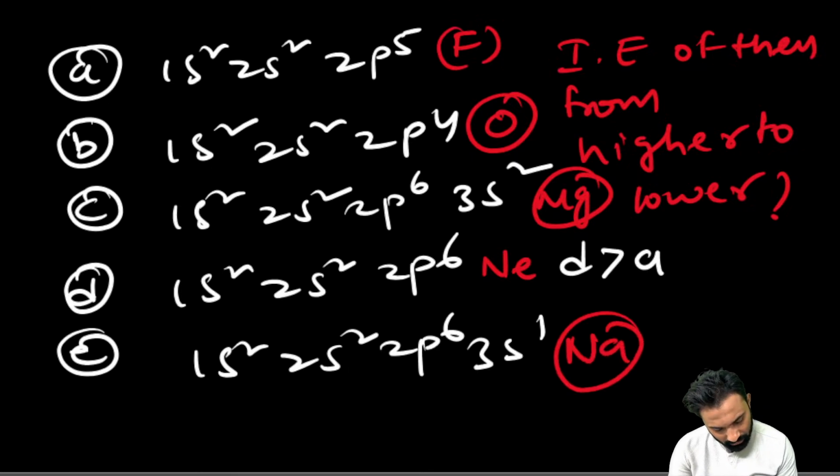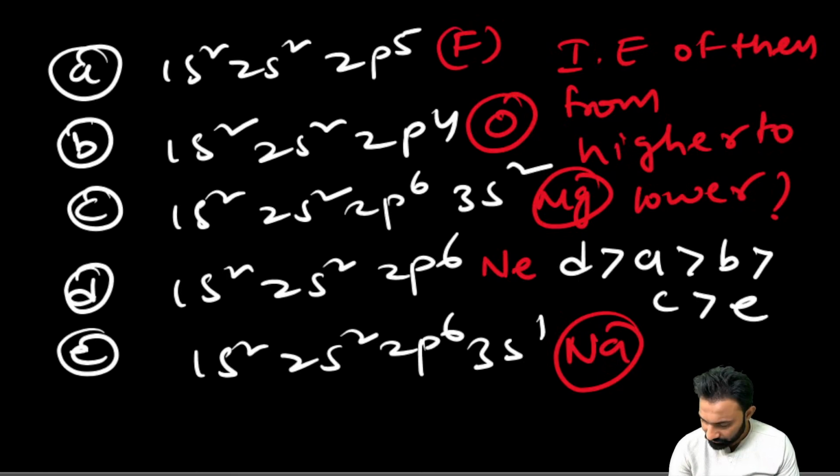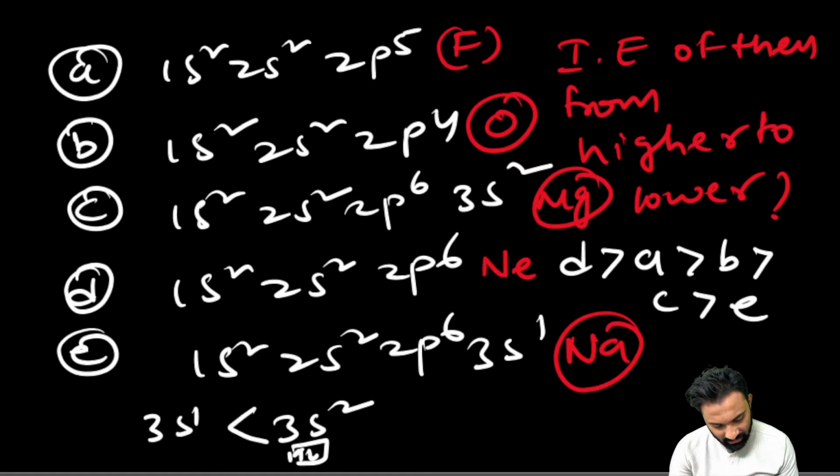Now D is next to A. After A we are having B, after B we are having C, and C after E. No, C is magnesium and E is sodium. Sodium has 3s1, and magnesium has 3s2, right? So magnesium has the higher ionization energy than sodium.